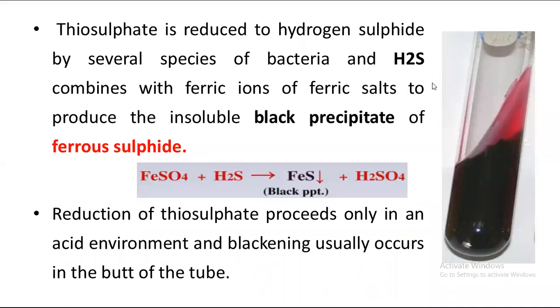And this hydrogen sulfide reacts with the iron, and FeS, a black precipitate of ferrous sulfide, is produced. The color of the ferrous sulfide is black, so that's why this color appears. When this color appears, you can easily indicate that this bacteria has produced ferrous sulphide.